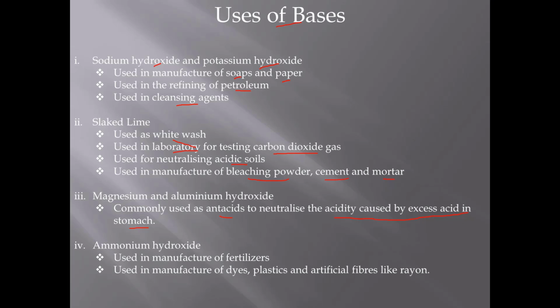Ammonium hydroxide is used in the manufacture of fertilizers. It is used in the manufacture of dyes, plastics, and artificial fibers like rayon.